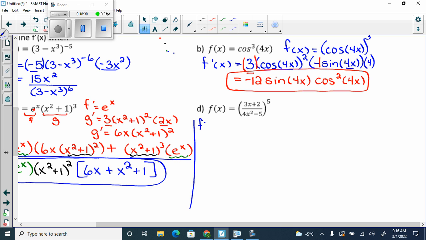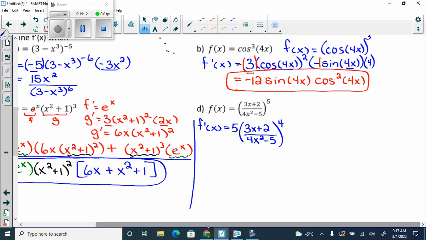So f prime of x equals, what are we going to get first? Chain. First there's 5. Rewrite the inside: (3x plus 2) over (4x squared minus 5), to the 4. So that's not crazy, right? We just did the outside first, correct? Now we have to do the derivative of the inside. The inside just happens to be a quotient rule. You see that? So now we're just doing a quotient rule like we did before. Is this anything crazier than what we did before?